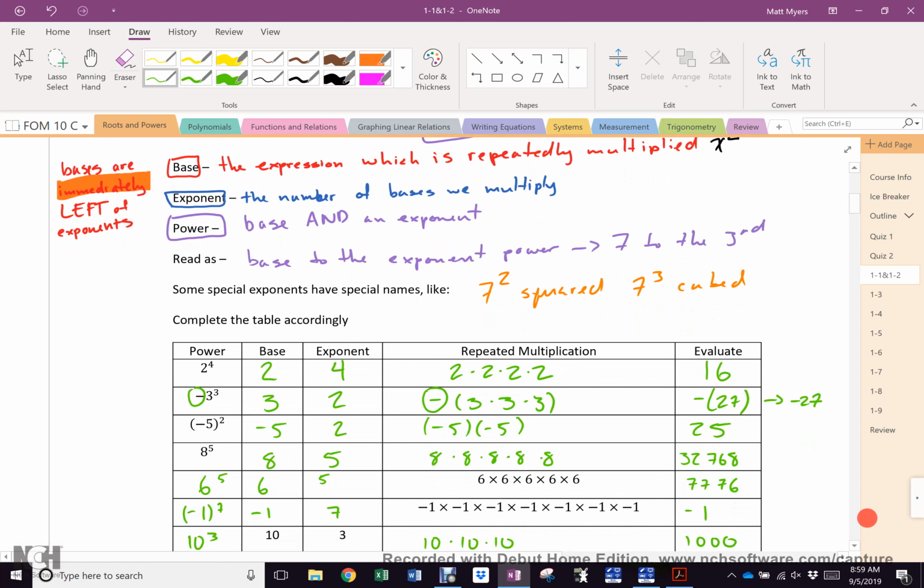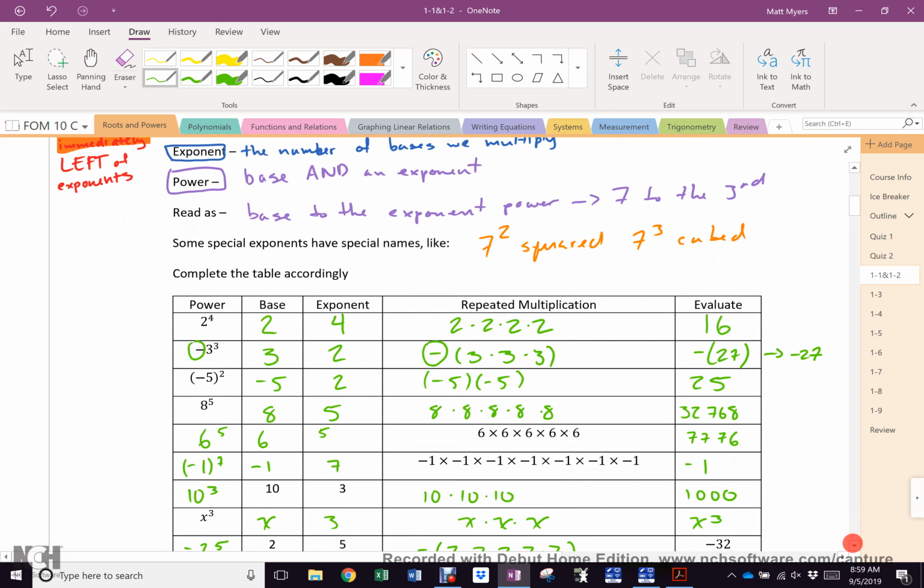10 times 10 times 10. This one. Why is that there? You don't know what x is. So can you evaluate it? No. Because evaluate means no exponents.